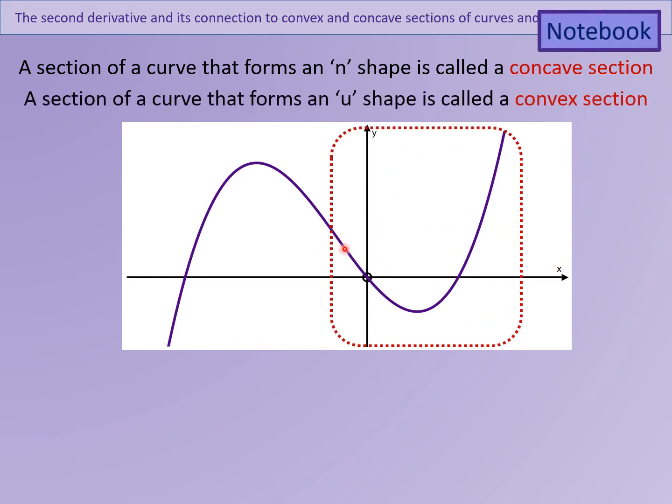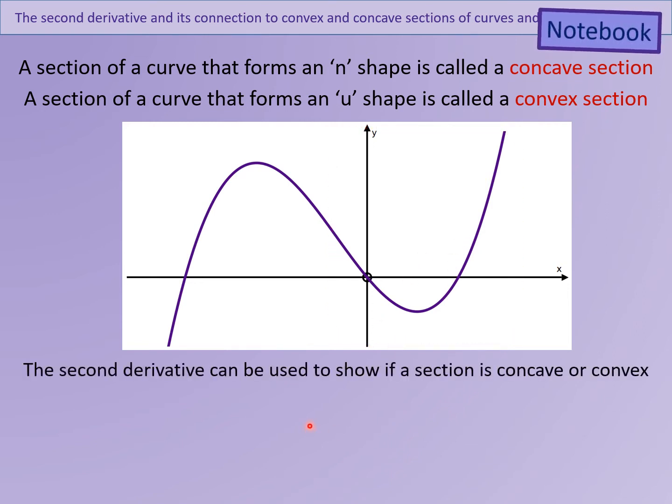Anything that produces the opposite, like a U shape, just there, is a convex section. Notice it's made up of stationary points, maximums and minimums, but it doesn't have to be. You could just have this section here, and that's still a convex section. So a concave is that way around, like an N. Convex is the opposite, a U.